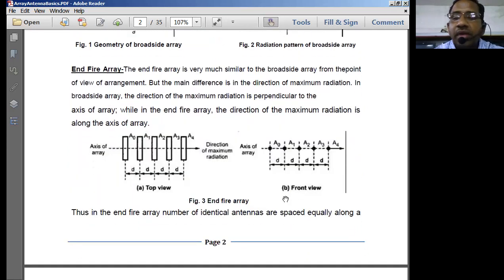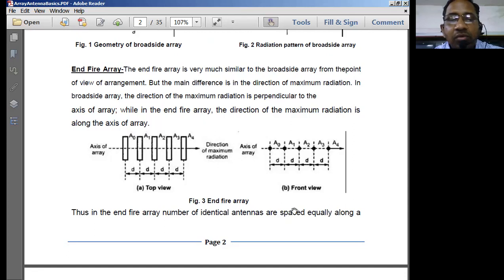And the next one is the end fire array type of antennas. A lot of confusion takes place between the end fire array and the broadside array. Many students interchangeably write the definition of the end fire array as the broadside array, and vice versa. If broadside is asked, they write the explanation for the end fire array. So they are getting confused.